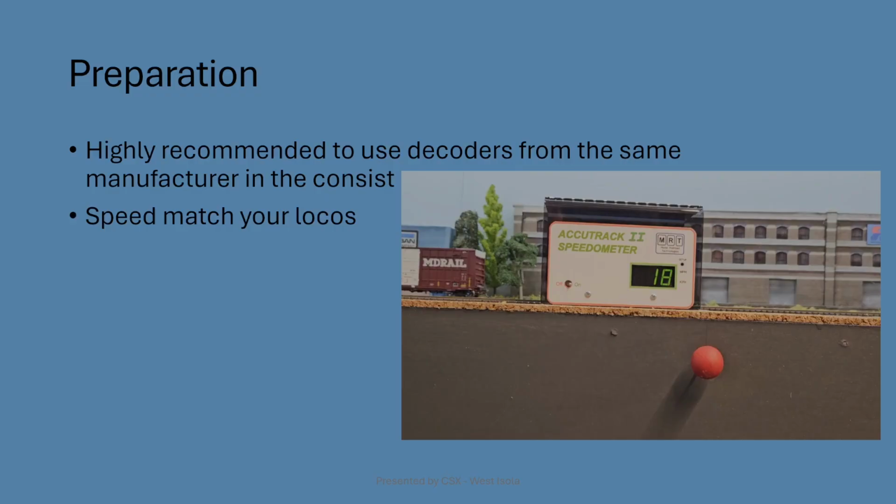I use this, and I use JMRI because I can do programming on the main with it. So I could literally send it through at speed step 128, see what the speed was, adjust it down, and so on and so forth. So it took a bit of time, but it's well worth doing on the system.